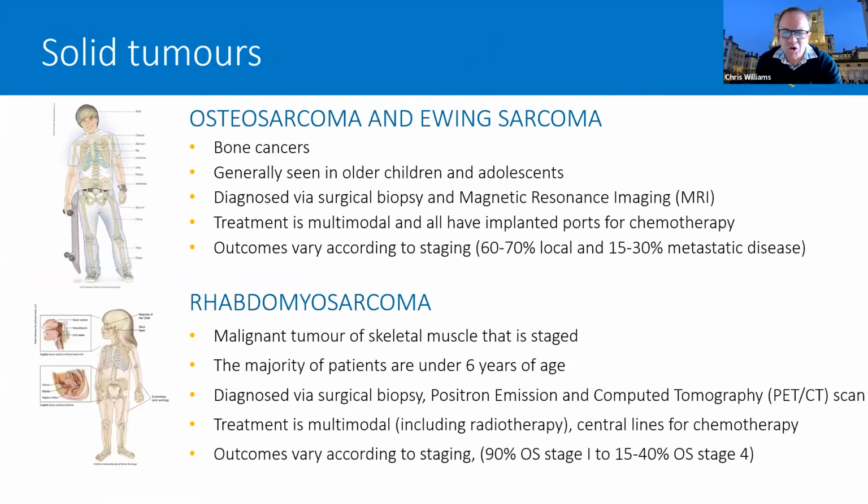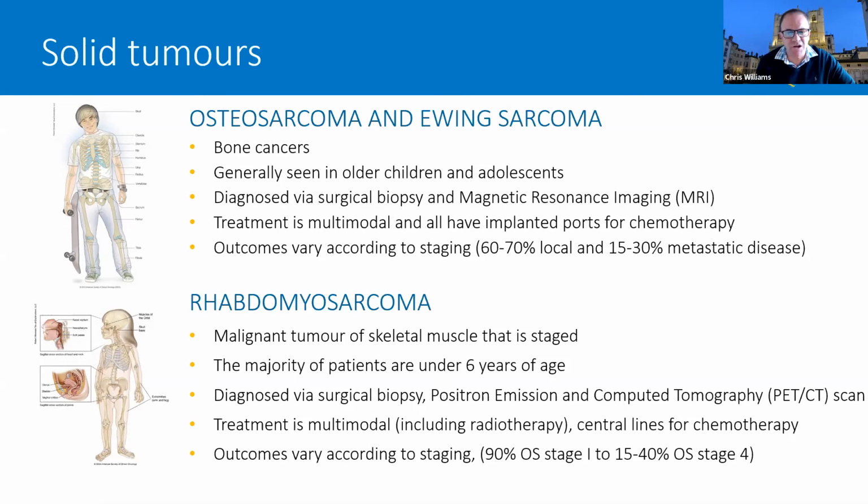So osteosarcoma or Ewing sarcoma are the bone cancers. They're the two main groups of bone cancers we see. This is often a disease of older children and adolescents, and particularly young adults. Osteosarcoma and Ewing sarcoma are diagnosed via surgical biopsy. Children will get MRIs for diagnosis, and this treatment is very multimodal. Ewing sarcoma patients will get radiation. They'll all get chemotherapy and surgery. Outcomes vary according to staging.